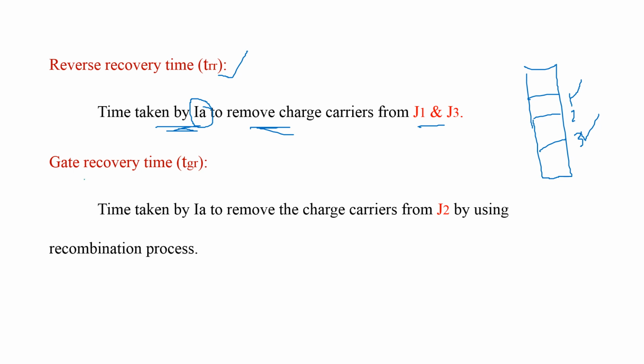And coming to gate recovery time, the time taken by the anode current to remove the charge carriers from the middle junction J2 by using the recombination process is gate recovery time. Here the recombination process is nothing but adding impurities, that is doping. By using the doping process we remove the charge carriers from junction J2, that is gate recovery time. These are the dynamic characteristics during turn off period of the SCR. Now by using this analysis we are going to draw the dynamic characteristics.